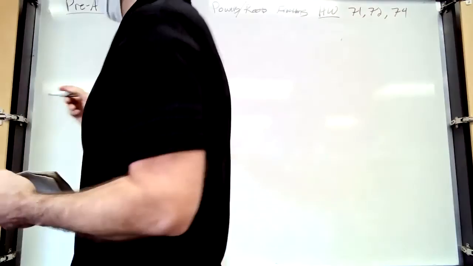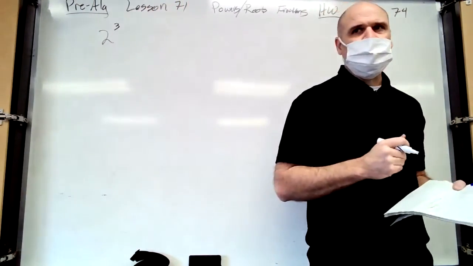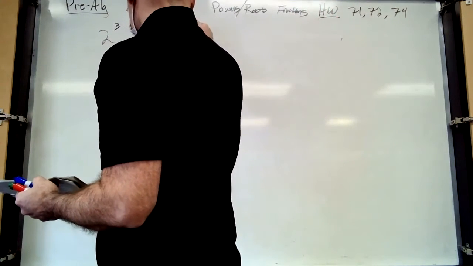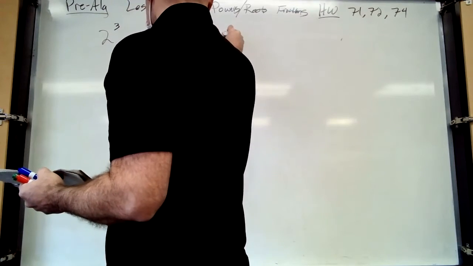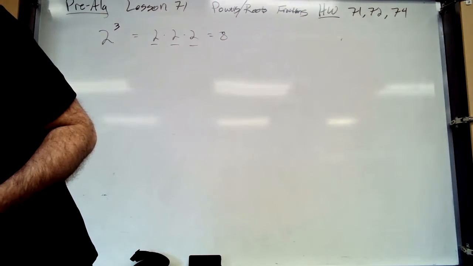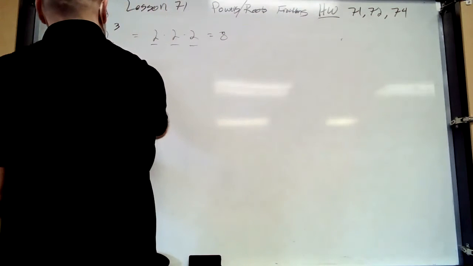Okay, what does this mean? 2 to the 3rd power. 2 times 2 times 2. You just take that and multiply it by itself 3 times. 1, 2, 3. So you get 8, right? So we do the same thing with fractions. There's no difference.